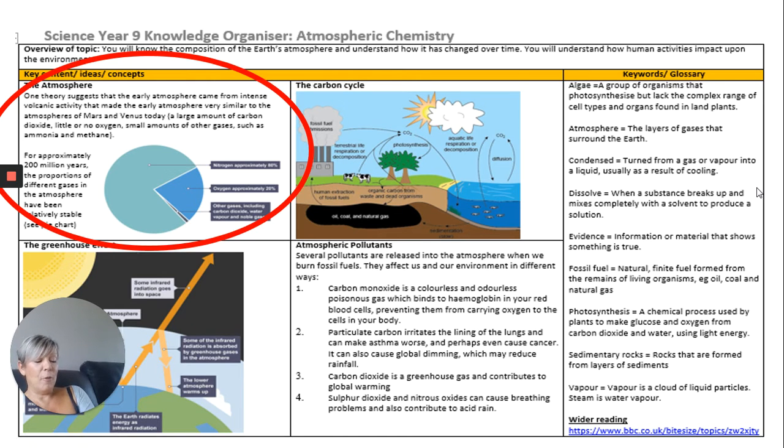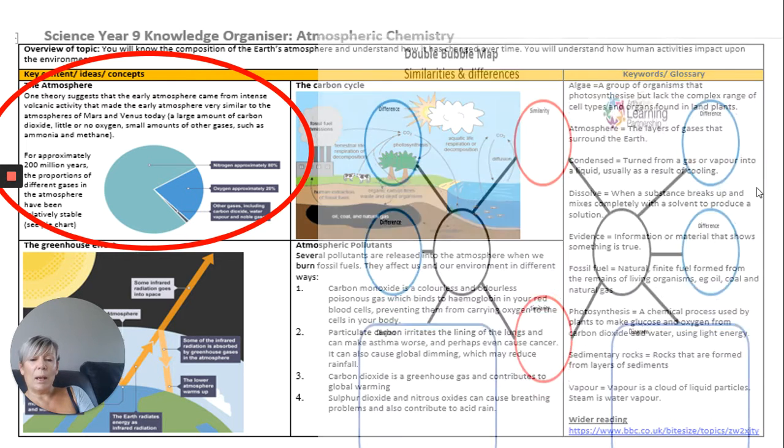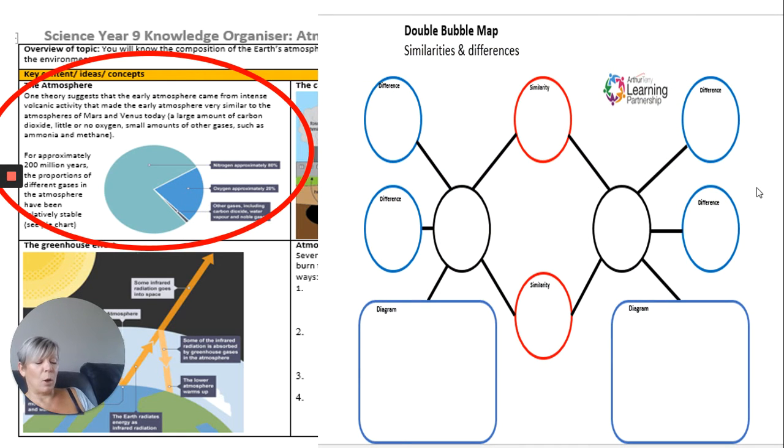This one here gives information about the early atmosphere and today's atmosphere. So we need to compare the differences. Now we can use here a bubble map, and bubble maps are good ways to present or chunk this information to help to move it from that working memory to the long-term memory. So what we can do, we can place in the centre the key points: early atmosphere and today's atmosphere.